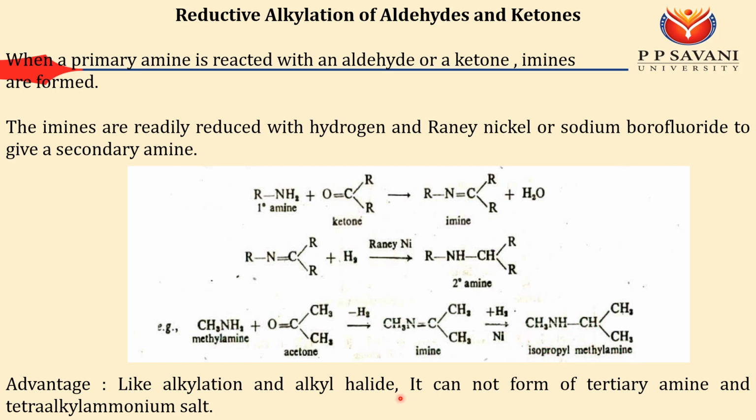So the name is isopropyl methylamine. The advantage, compared to alkylation with alkyl halide, is that your product is not a tertiary amine or tetraalkyl ammonium salt. This is the biggest advantage of this reaction.